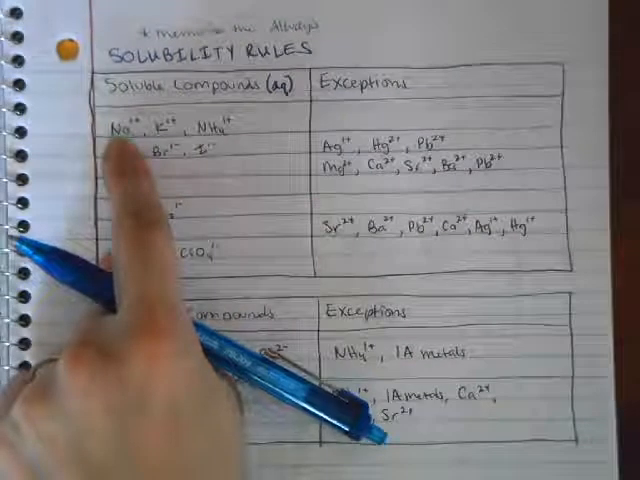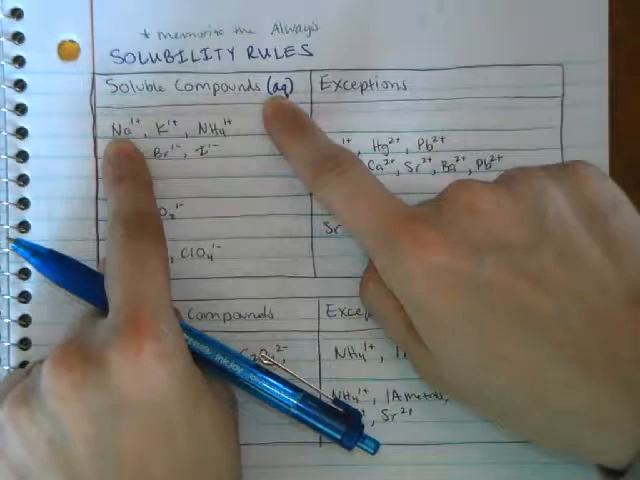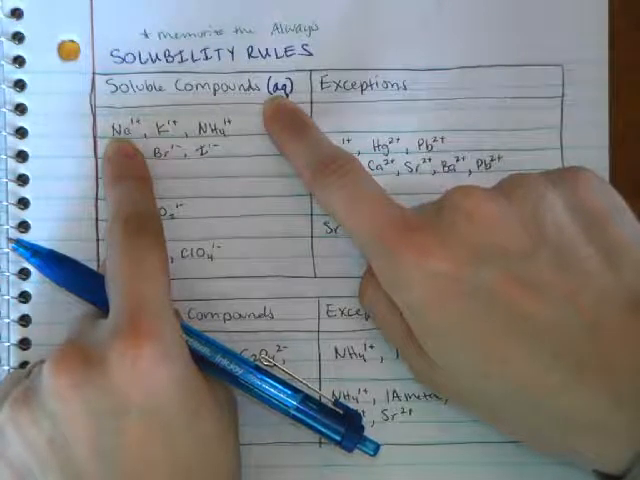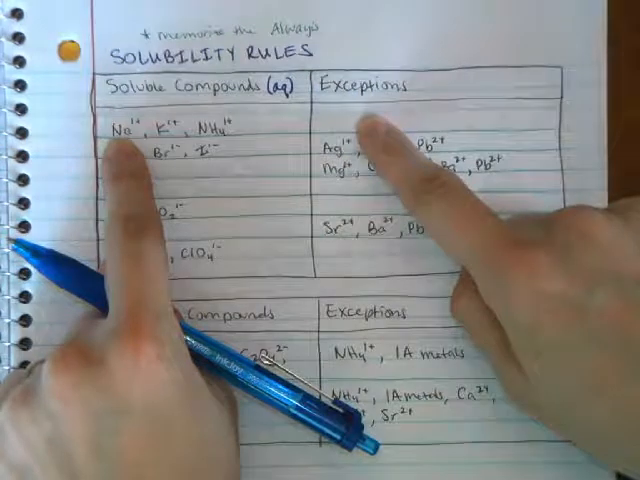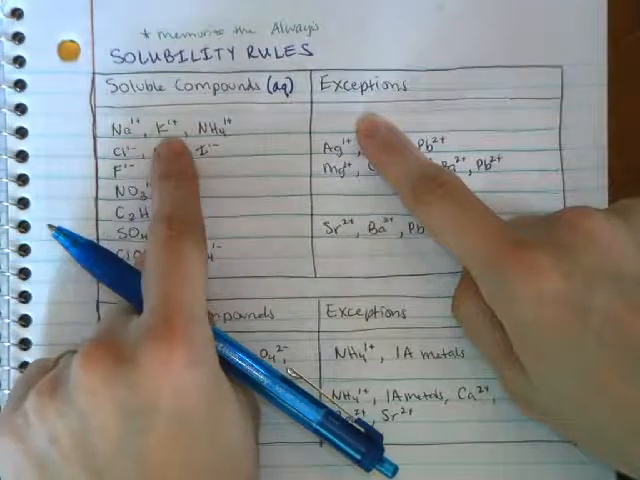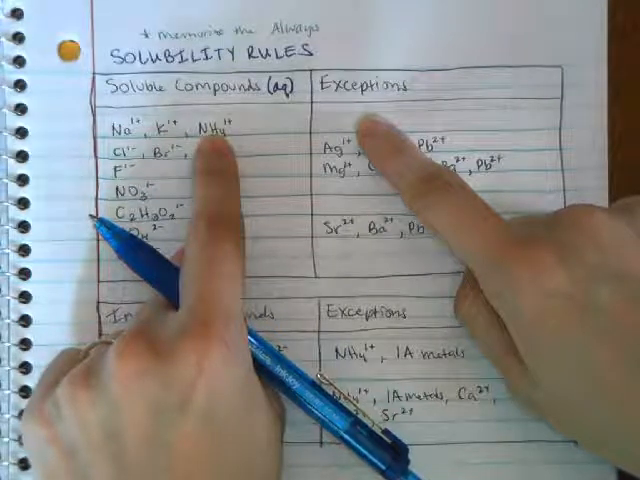NaCl contains this sodium ion. The sodium ion is going to be aqueous. A compound containing a sodium ion is going to be aqueous with zero exceptions. Same thing for a compound that contains potassium or a compound that contains ammonium, NH4+.